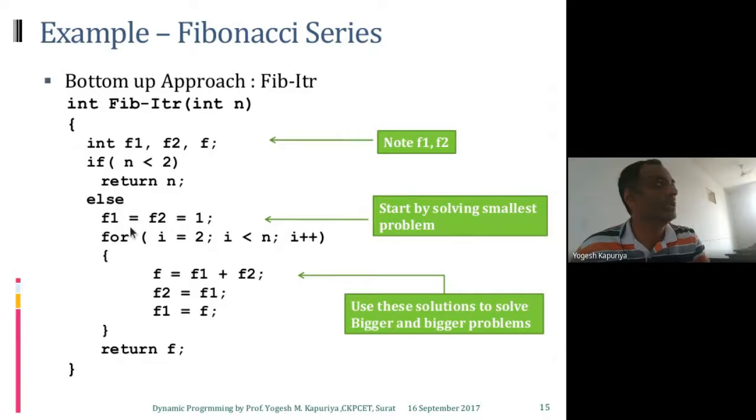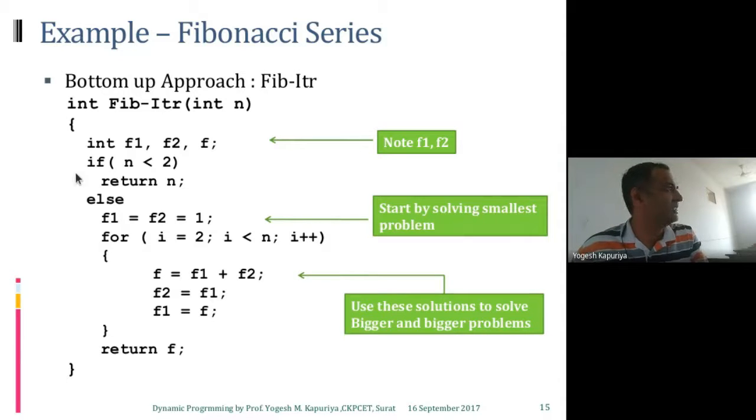So it's the same thing written over here. You have three variables, f1, f2 and f. If your value of n is less than 2, again it's a base condition, so you don't need to run any loop. You have to simply return the value of n. So if I am passing Fibonacci of 0 to this, it will simply return 0. If I pass Fibonacci of 1, it will return 1. So it is a straightforward thing.